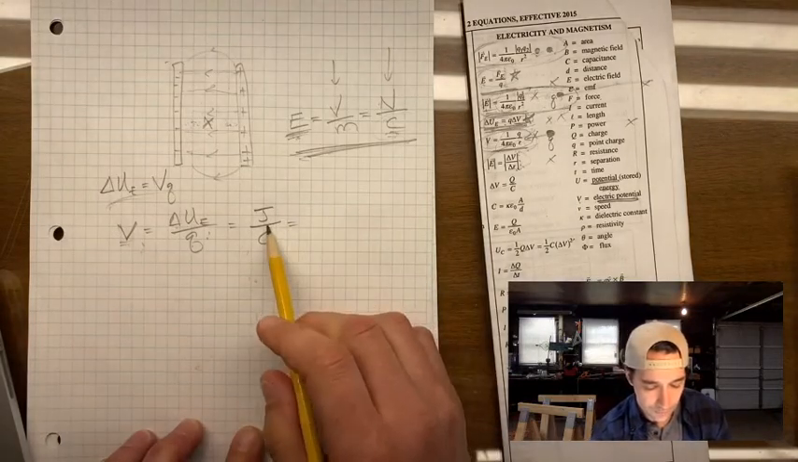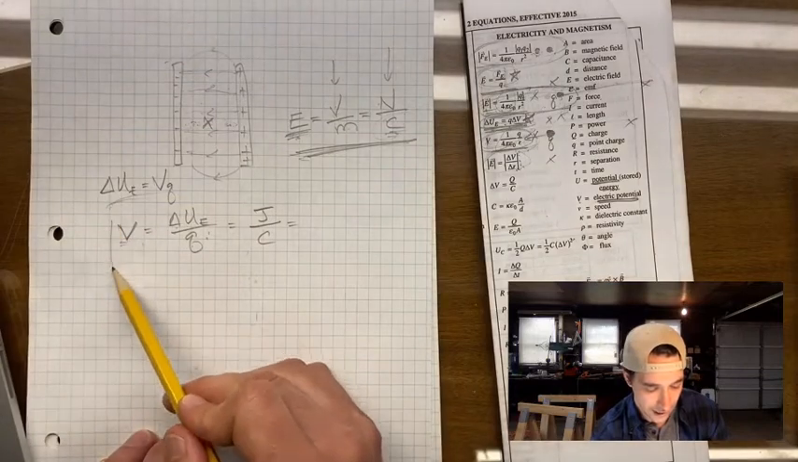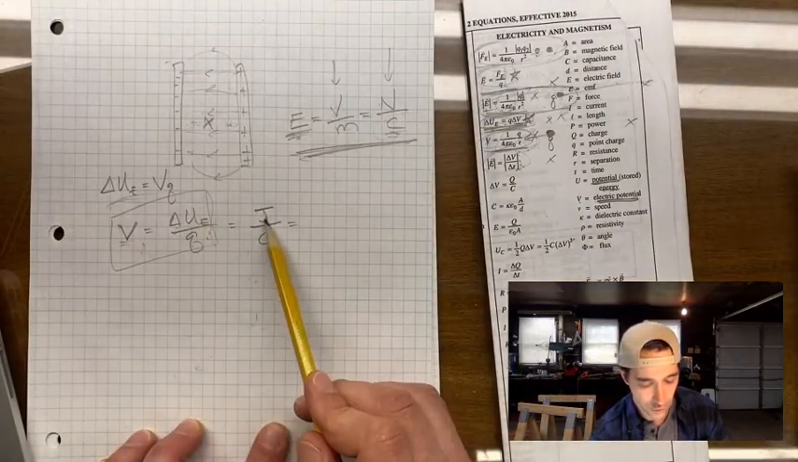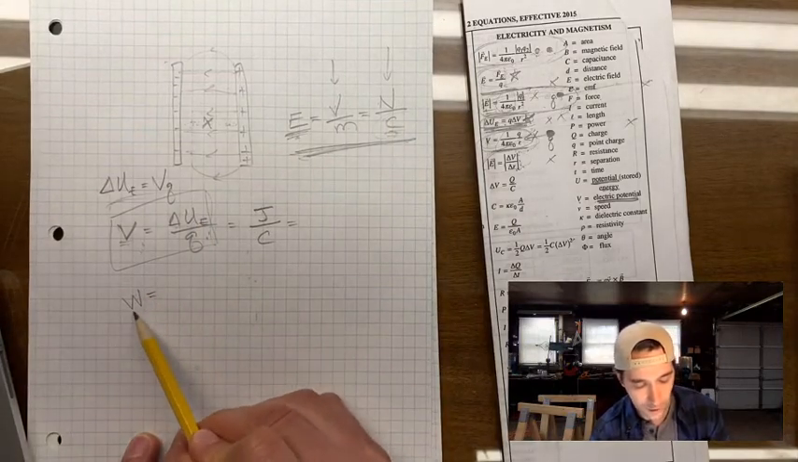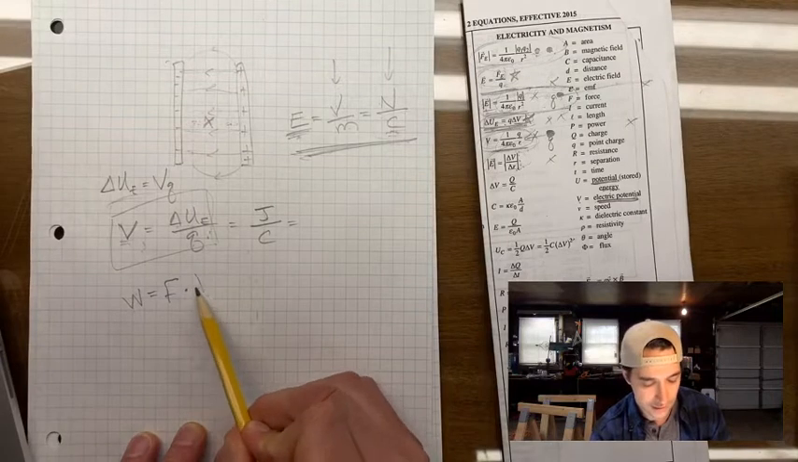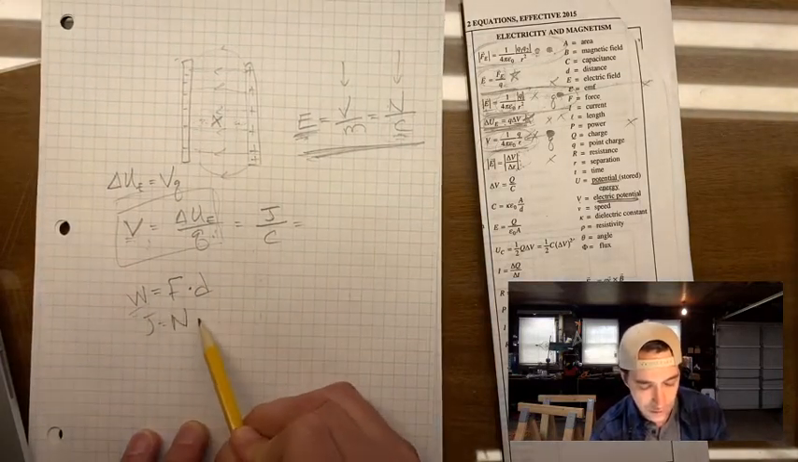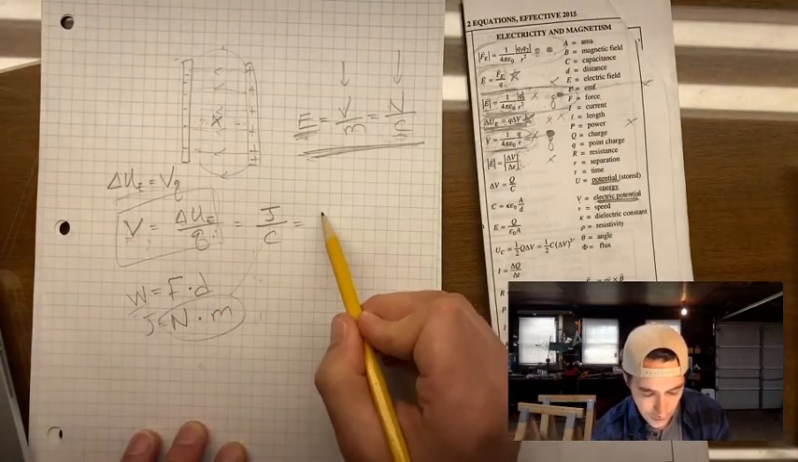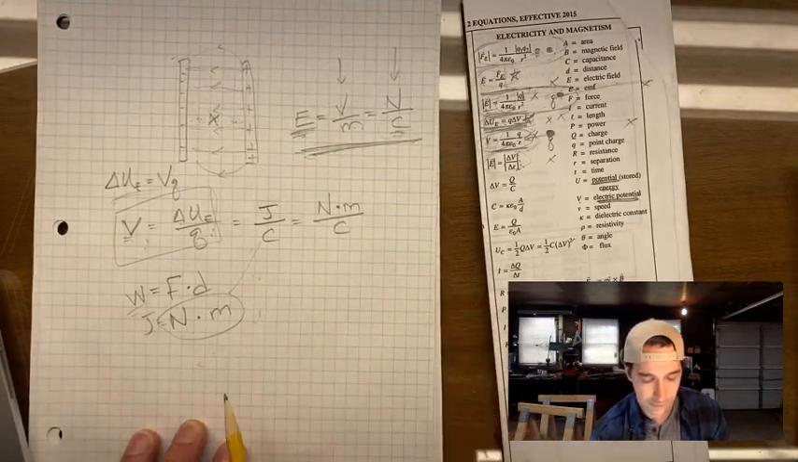Well, I do a similar thing. I think of equations that help me think of what these units are. So a joule is a unit of energy. The equation I think of for energy is work is force times distance. So now I know joules are equal to newtons times meters. All right, so let's take that and plug it in for joules. So a volt is really a newton meter per coulomb.